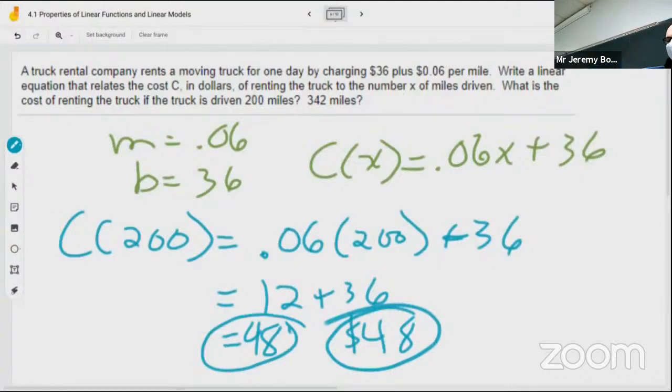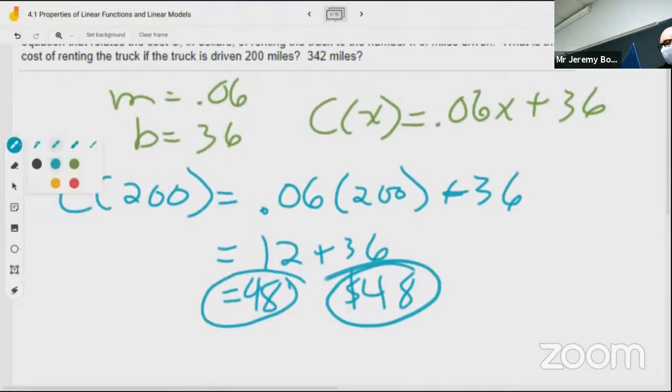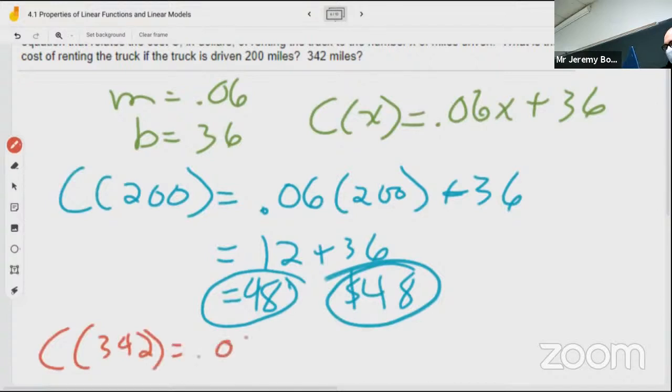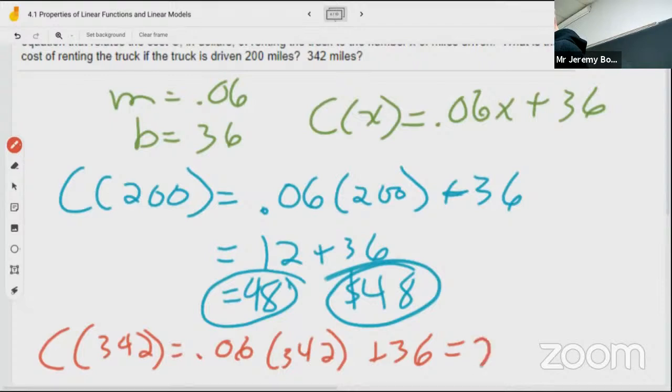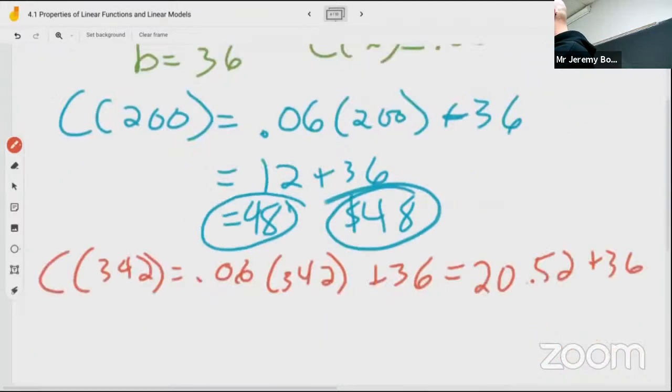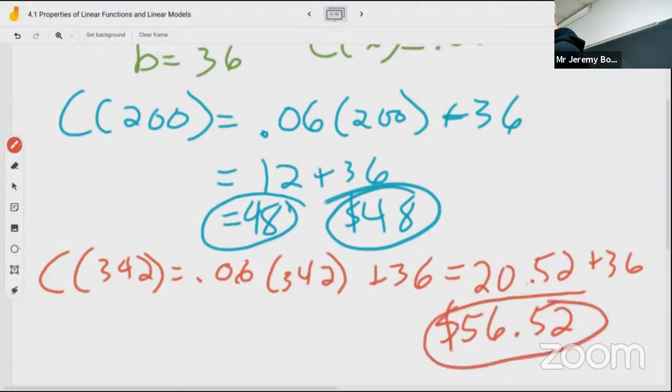And then if we want to know how much it's going to cost to drive 342 miles, well, same thing, except we do C of 342. So the 0.06 times 342 plus 36, which is going to be $20.52 for the mileage plus the 36. That would be $56.52. And if you want to round to the nearest dollar, it'd be $57.